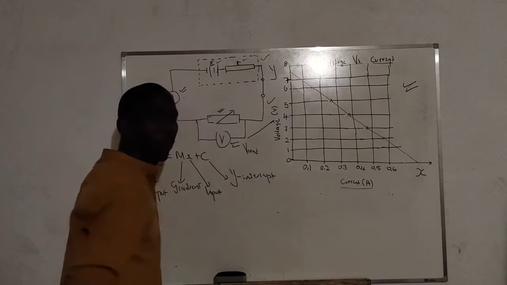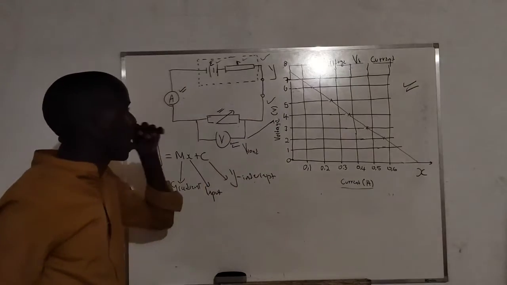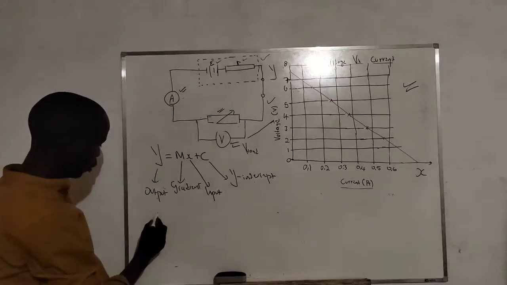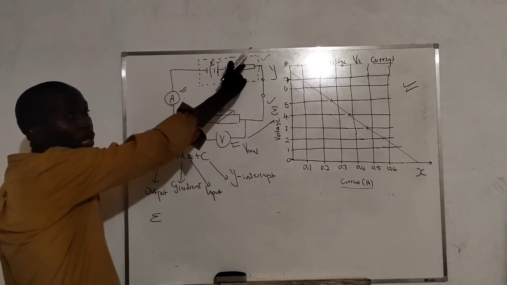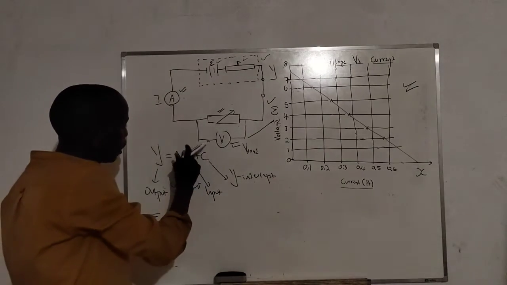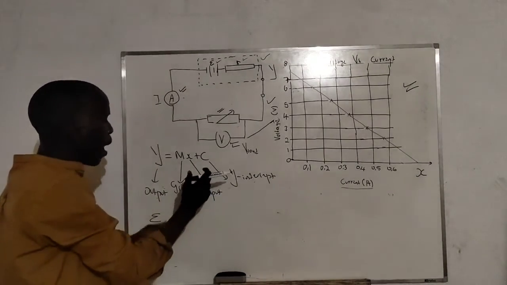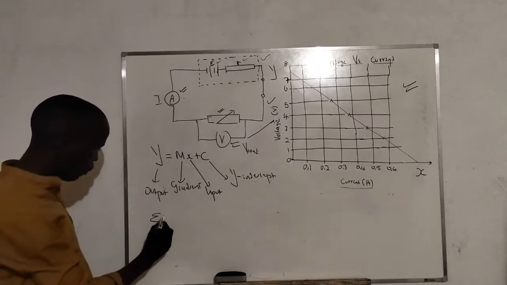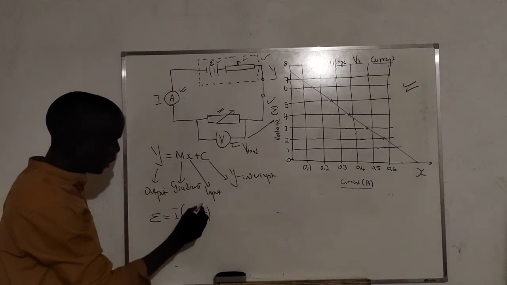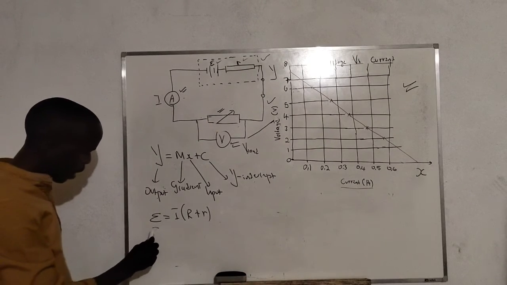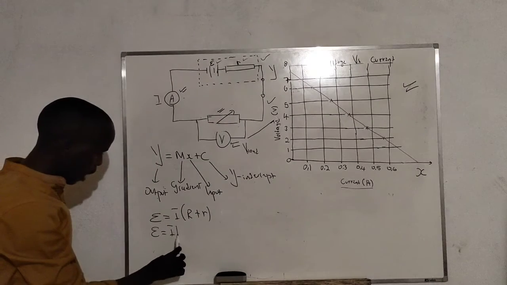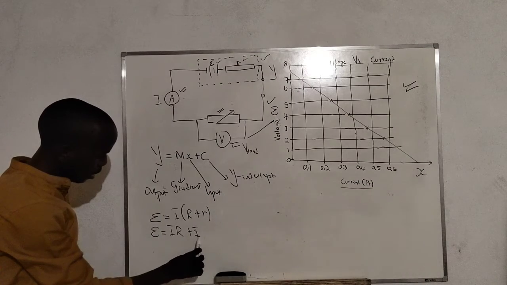Now, what unknown variables do I have? I have the EMF, and I also have the internal resistance. I have the current passing through this resistor, and current is the input. So I want to write this equation. Let me complete it. It says R plus the internal resistance. This is the variable resistor. It says IR plus Ir.